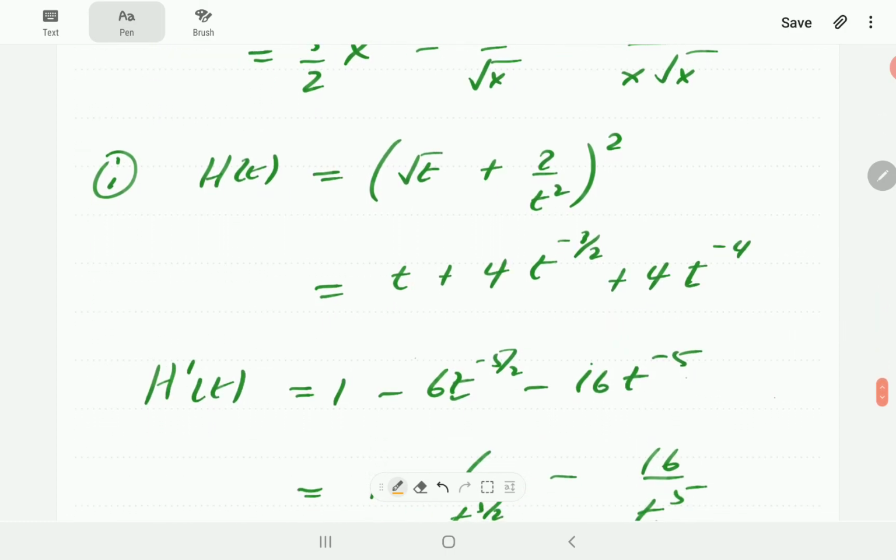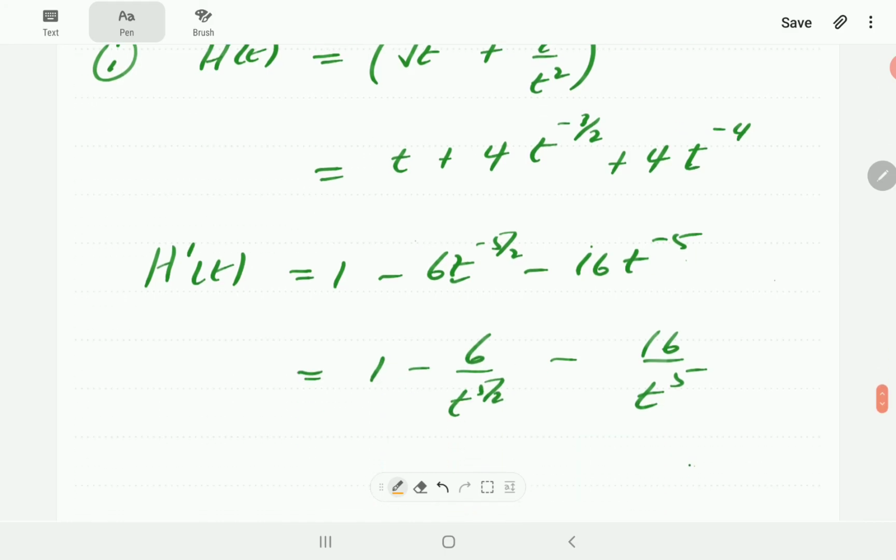For i, again, first thing I want to do is to simplify. So if we expand this, we are going to get t plus 4t to the power minus half, and then plus 4t to the power minus 4. This is the same as t, 4 over t to the power 4. Then when you differentiate, derivative of t is 1. This one is going to give us minus 6t to the power minus 5 halves. This one is going to give us minus 16t to the power negative half, and that we can write like that.